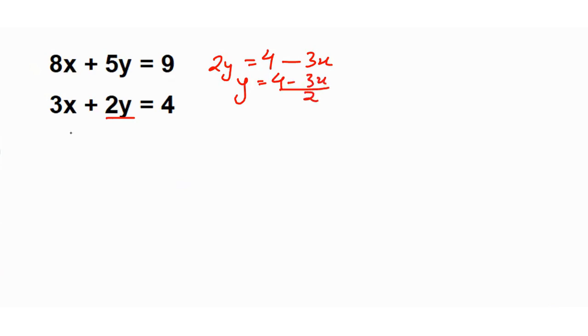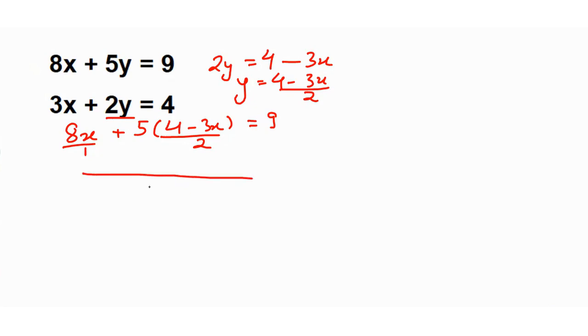We'll substitute it in the first equation. 8x plus 5 times y, (4 minus 3x) by 2, is equal to 9. We can take the LCM here. That would be 2. This would be 16x. Now this 5 is multiplied in 4. We'll get plus 20.